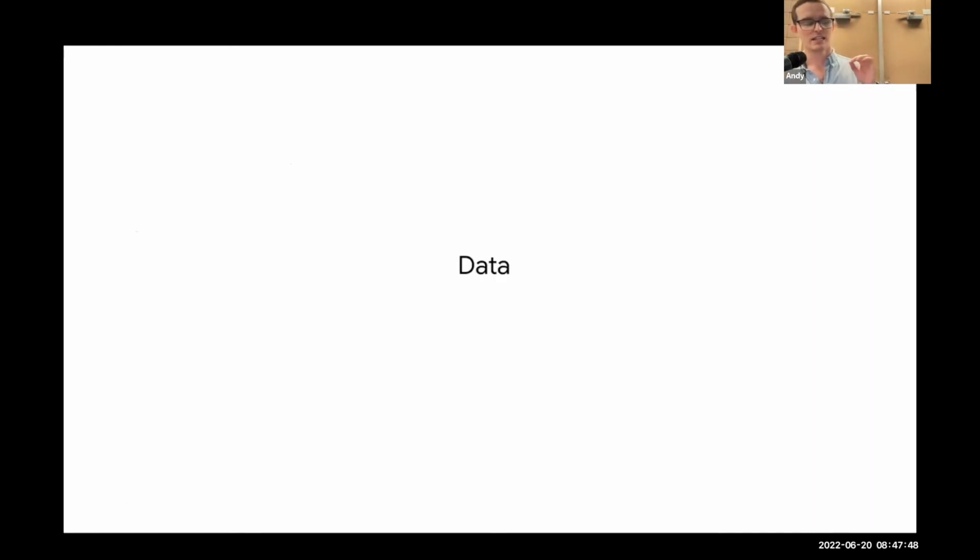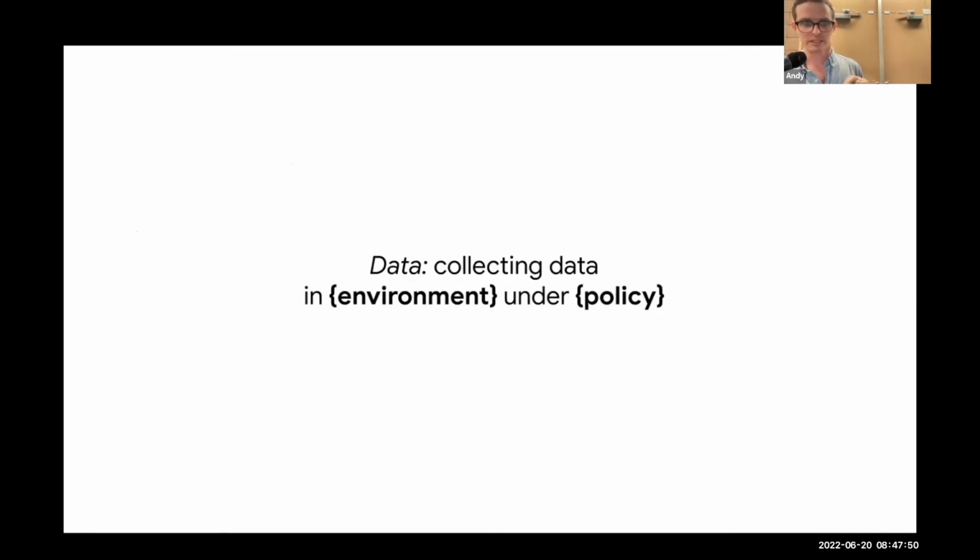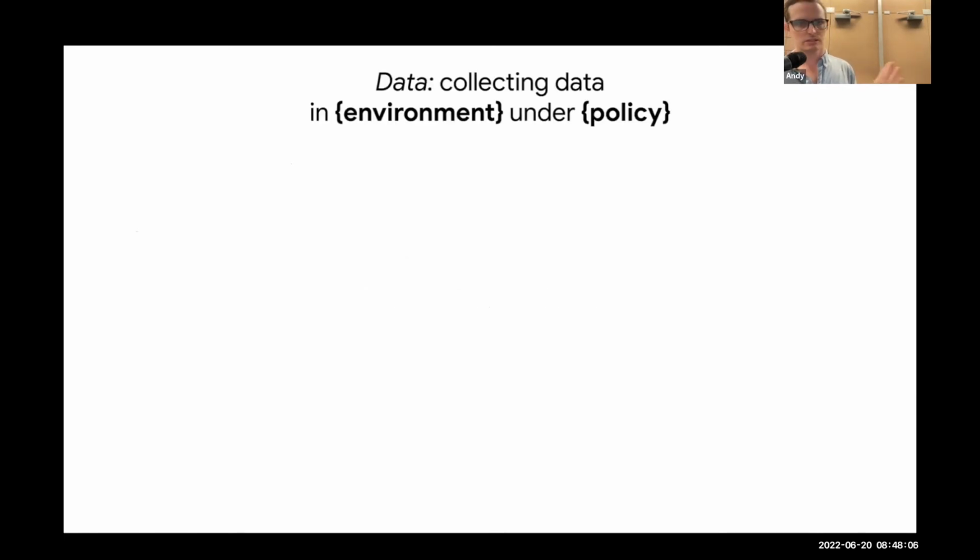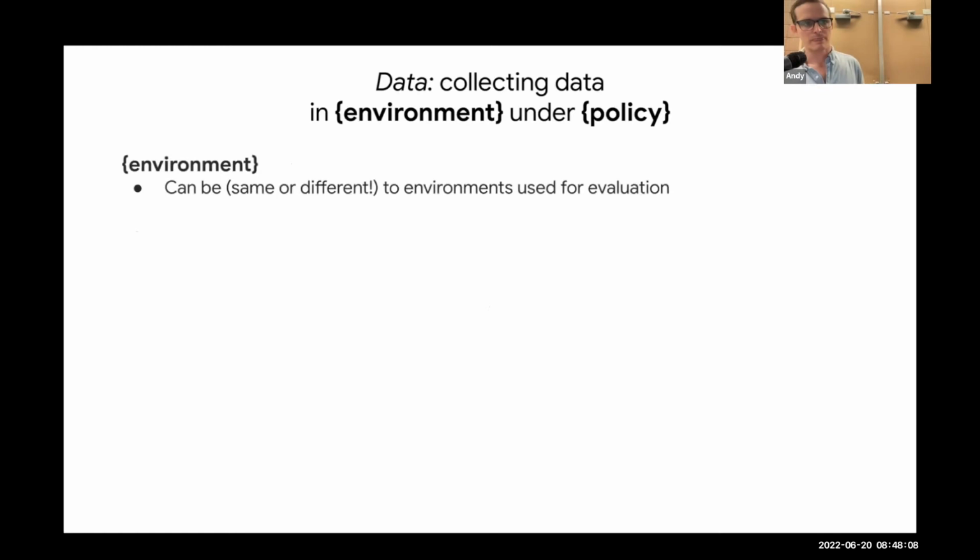Okay, so data. There's basically just one thing I wanted to say here with data, which is that data in robotics is kind of tricky. Because data means collecting data in some environment under some policy. It's that last part which, if you're not familiar with the way we collect data in robotics, I'll just talk to that real quick. So one thing on the environment is I just want to note that the environment in which you get your data can either be same or different to the environments that are used for evaluation. That's one thing to know.